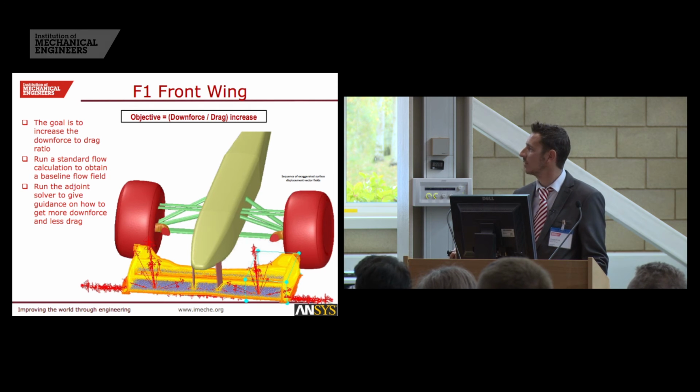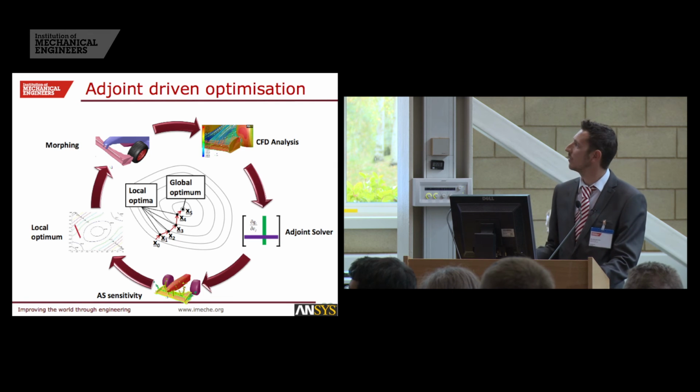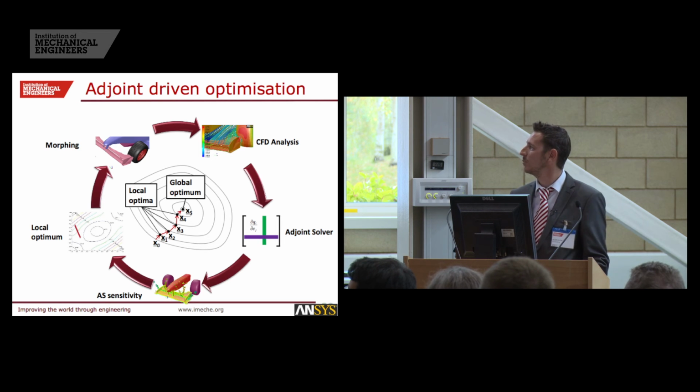We can see here the vectors placed on it as we progressively go through the amplitudes. So the process is similar. We solve the CFD analysis on the front wing. We run the adjoint solver. We look at the adjoint sensitivities. This provides us with a local optimum, and then we can use that information in order to progress through the morphing stage. And we progress from local optimums to a global optimum across the design space.